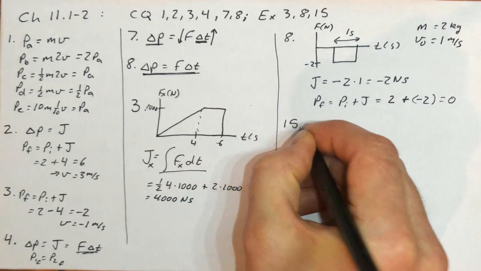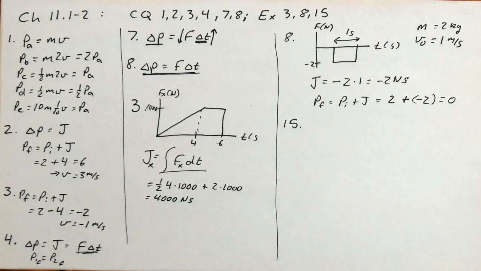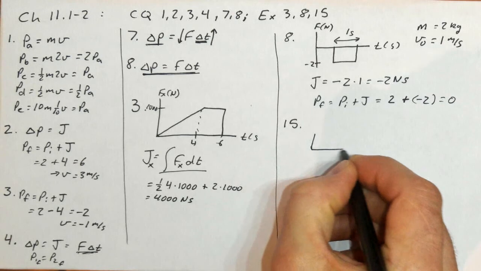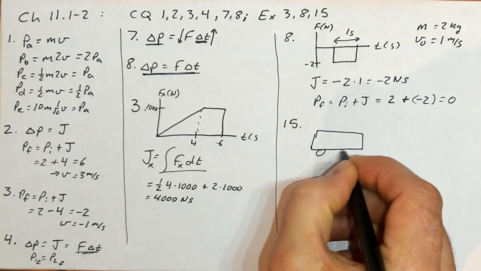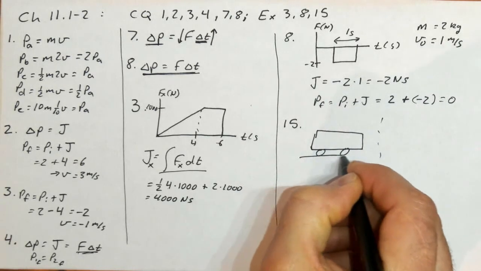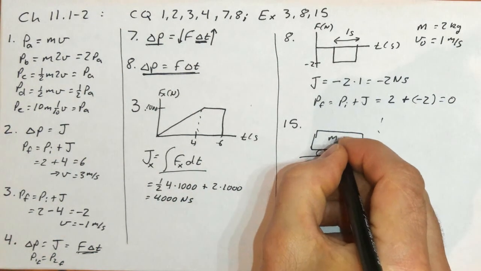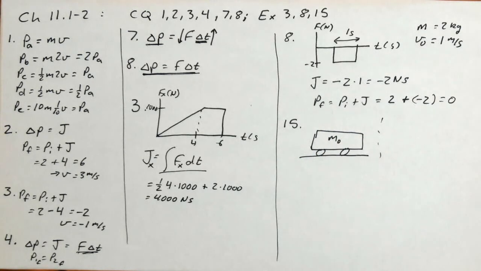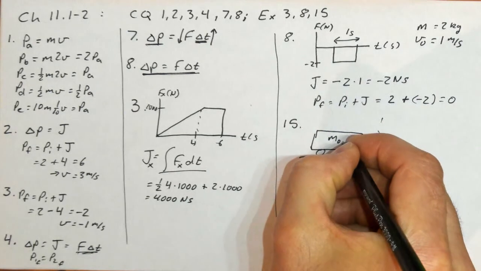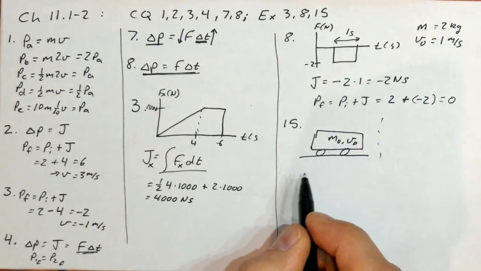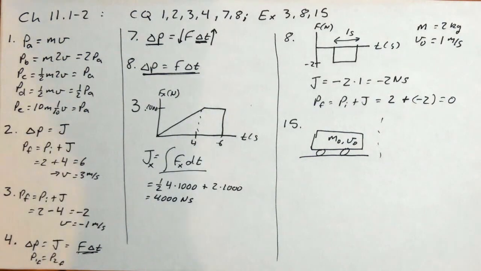The last one, 15. Okay, this one's cool. This one maybe trips you up a little bit, but it's a cool problem to really refine our understanding of momentum. Okay, in an initial case, we've got this cart with a mass of 10,000 kilograms. This is a railroad car, and it's moving at a speed of 2 meters per second. Okay, and then it gets a 4,000 kilogram load of gravel dumped down into it.